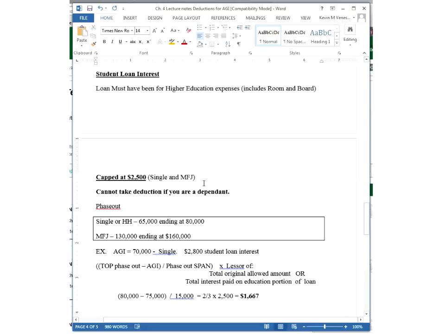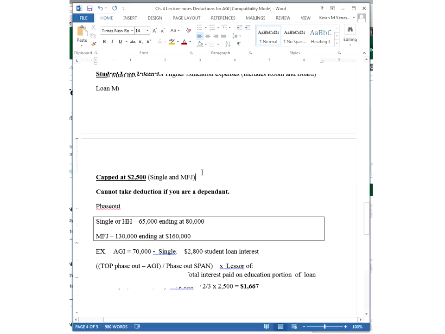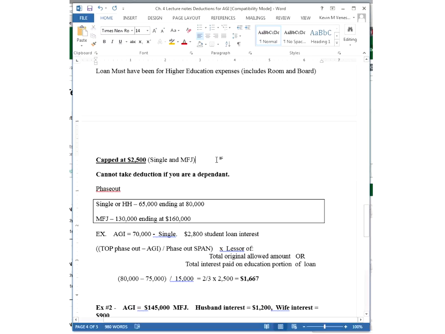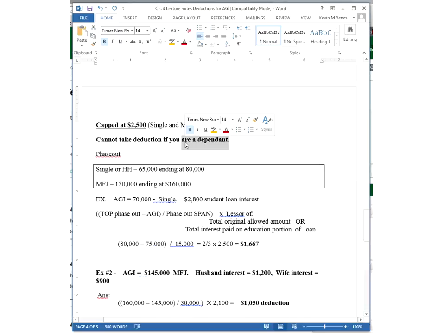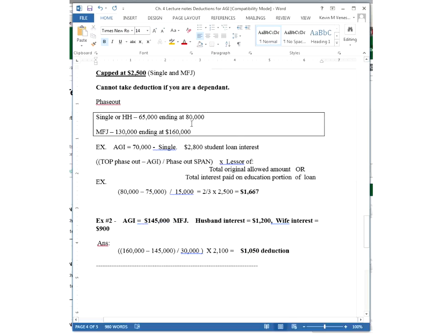So this is one of the few items where there's still somewhat of a marriage penalty, in that if you had two single people, they could both take $2,500 off of their taxes. However, if you're married, the two of you together can only still take $2,500 instead of being double, which most things are that way for married filing joint now. This is one of the few exceptions. If you're still dependent, you can't take this deduction, so if you're paying back a loan and you're still dependent, you can't take the deduction.